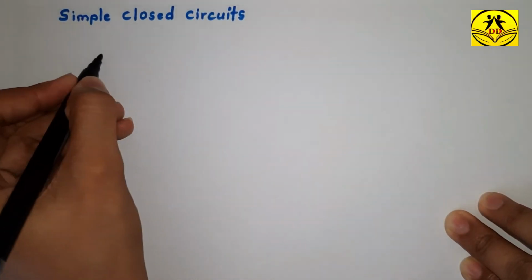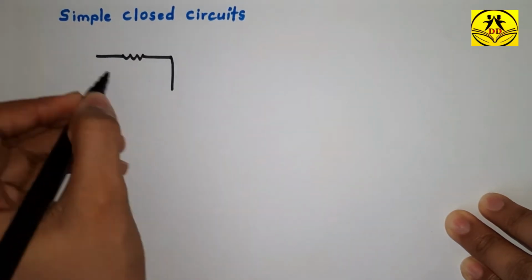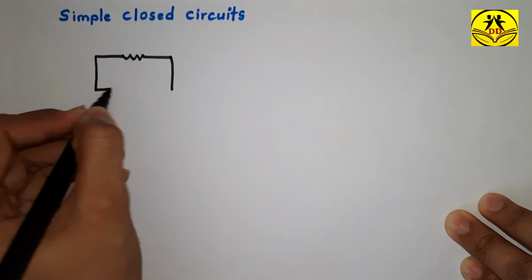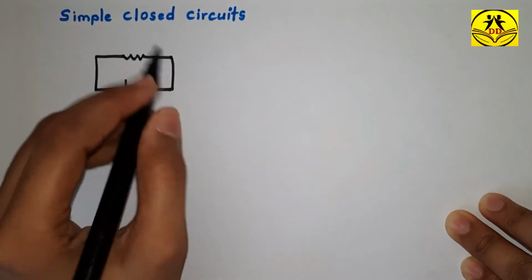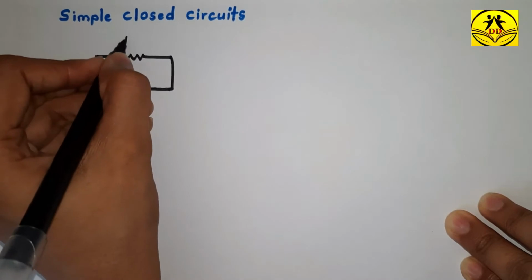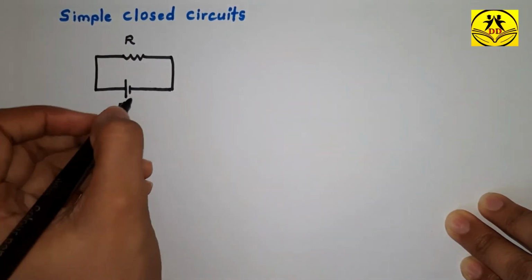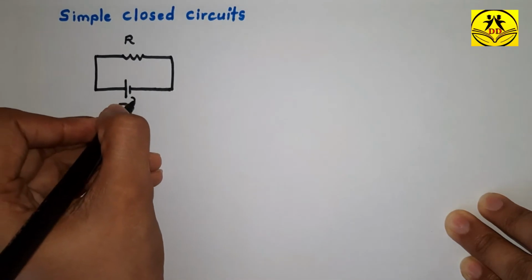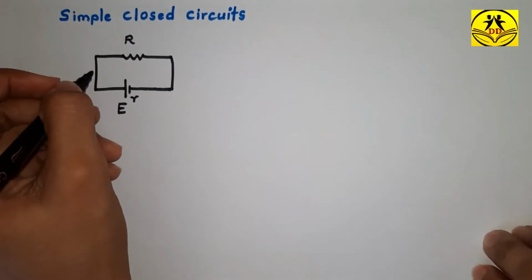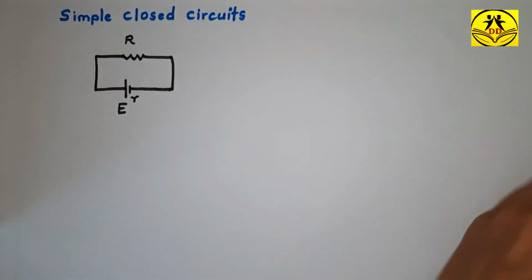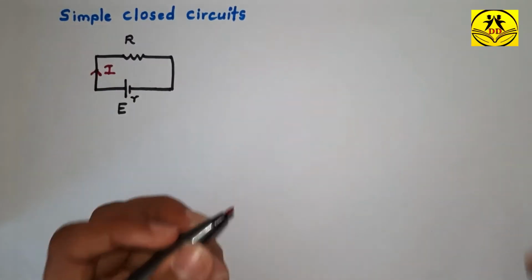We can draw it like this: one external resistor and one cell. Now this is a simple closed circuit. The resistance is R and the EMF of the cell is E. If we consider the internal resistance of the cell as small r, and the current flowing through the circuit as I, like this.